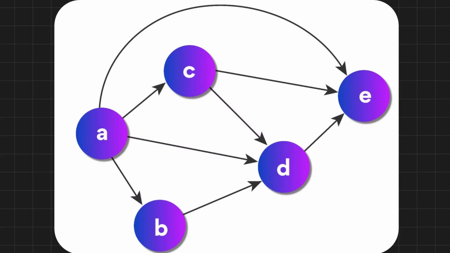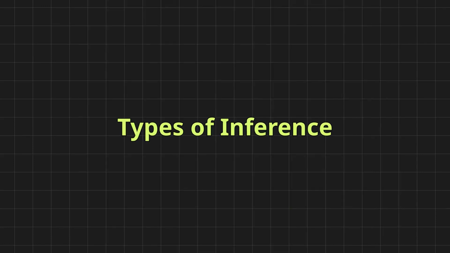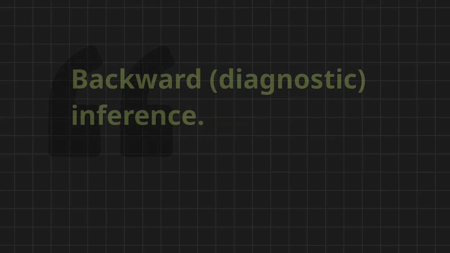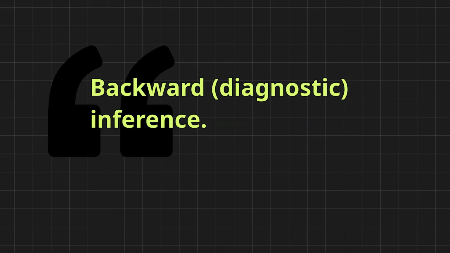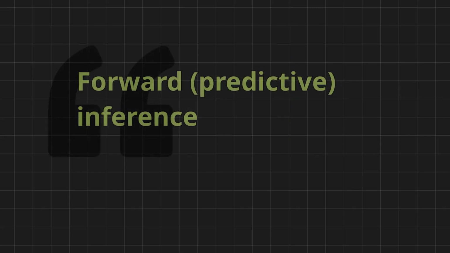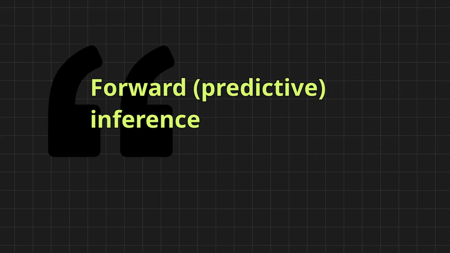Each connection reflects a conditional dependency, and the strength of these relationships is quantified using probability distributions. Bayesian networks support two fundamental types of inference. Backward diagnostic inference, used to identify the most likely cause of an observed effect. Forward predictive inference, used to estimate the likelihood of an outcome based on known or assumed causes.